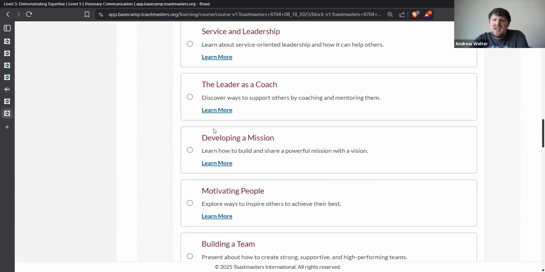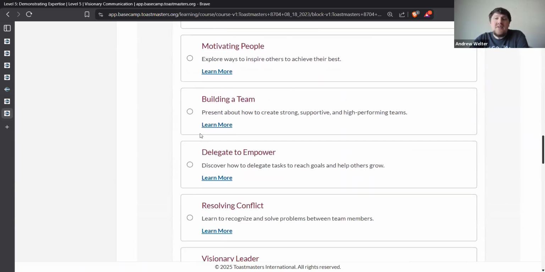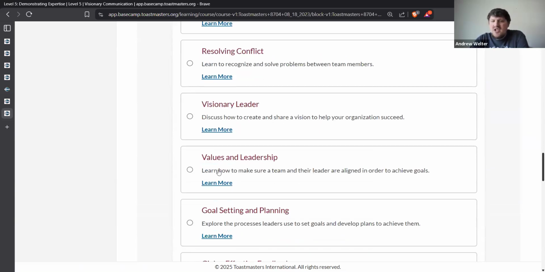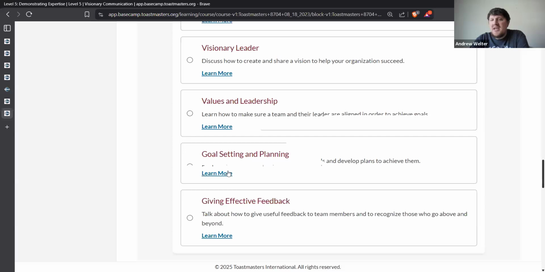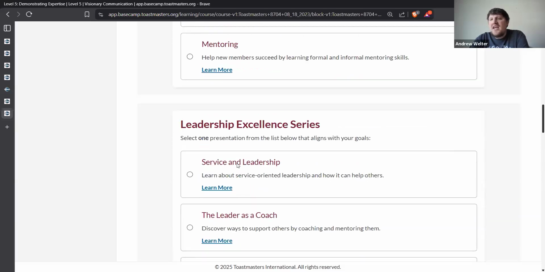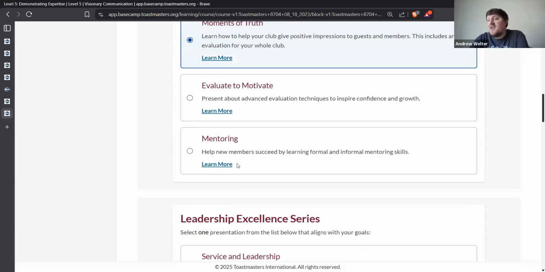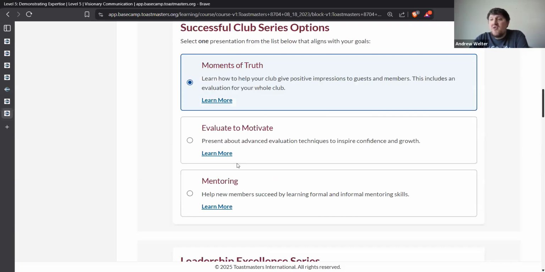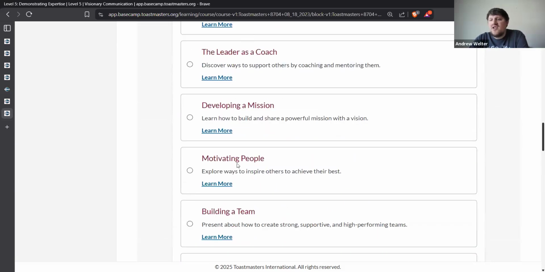The Leadership Excellence Series, I just don't remember enough about them. This is one I need to go back and look at all of them again, but just look at them and then look at what's required for different projects. If you want to give more than one, you can give more than one, get credit for two, though. And again, doesn't hurt to look ahead.